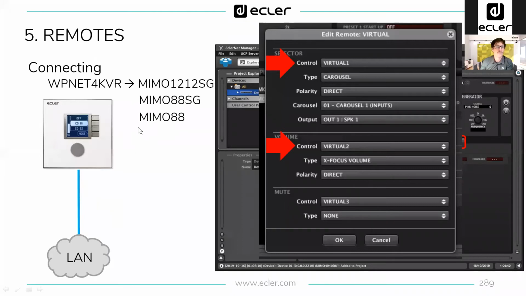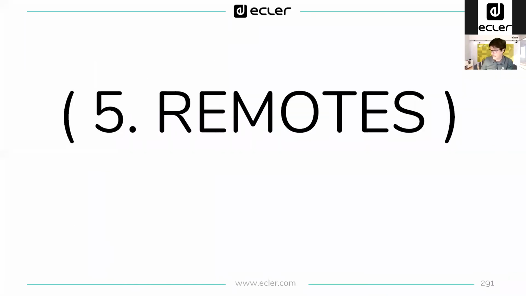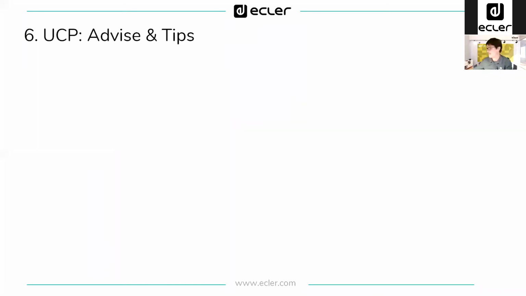And you can do it right now with this kind of WPNet for KV with MIMO 4040. But you don't have multi-option in MIMO 1212, MIMO 88SG, and MIMO 88, okay? There's no multi-option with these remotes, because they work with virtual, and so it's not possible to assign multiple zones, okay? Okay, so let's continue.